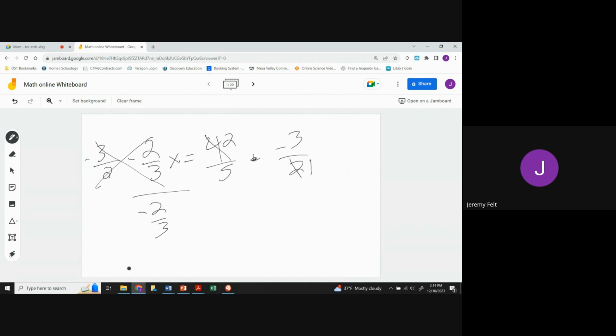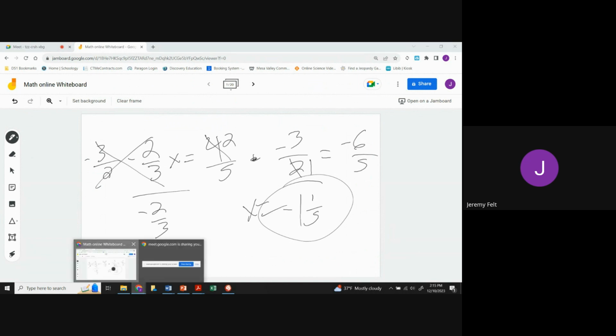2 times negative 3, 5 times 1, we have 6/5, 1/5. Either way. Okay, so it doesn't change if it's a fraction or it's negative. If we're multiplying, we need to divide. If we're dividing, we need to multiply. We still use inverse operations to isolate our variable to figure out what x is equal to, or y, or whatever it is.